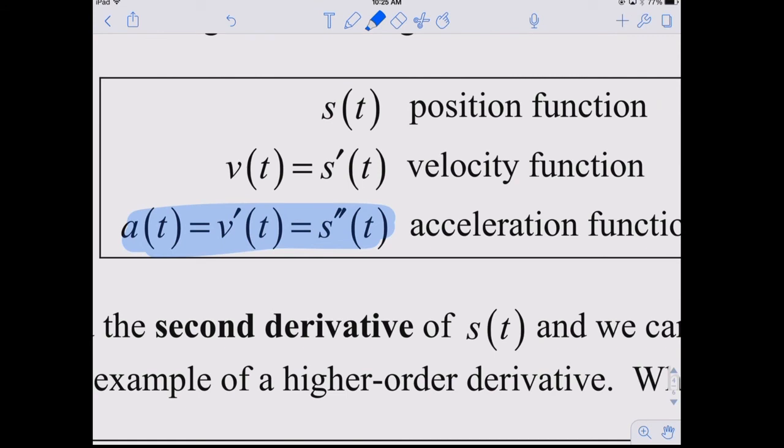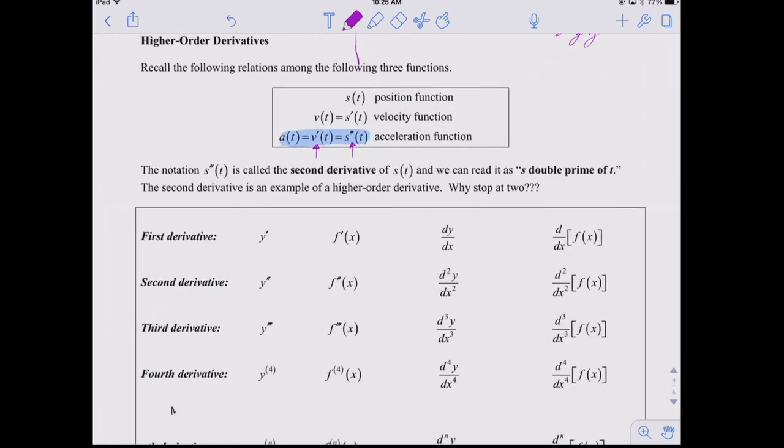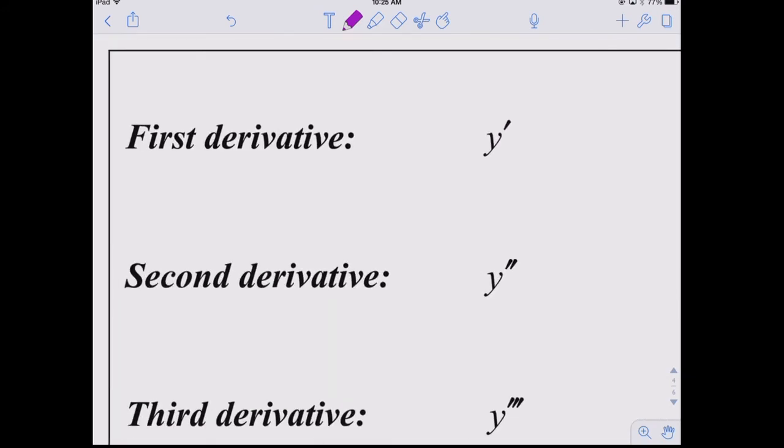So we say that a of t, the acceleration equation, is equal to what? V what? How do we read that? V prime of t, which is equal to what? How do we read that? S double prime of t. So that's a higher order derivative. A higher order derivative is just basically going beyond the first derivative, taking the second derivative or the third derivative or the fourth. And there are ways to notate that.